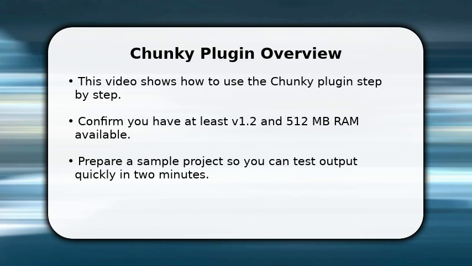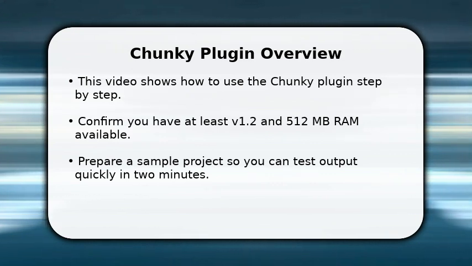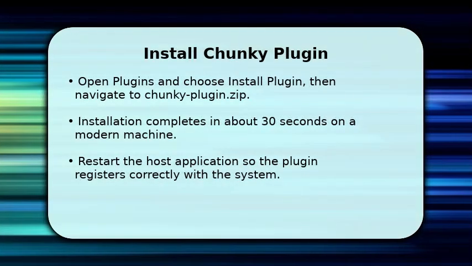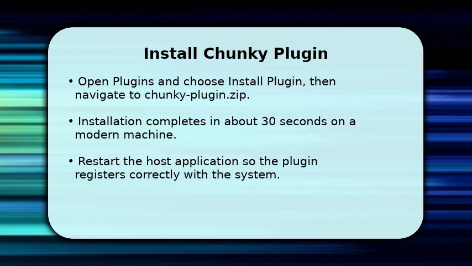Open your host application and choose Plugins, then Install Plugin from the menu. Navigate to Chunky Plugin.zip and click Open to start the installer wizard. Review the license and accept terms to continue with the default path. Choose optional components like texture cache and debug tools if needed.